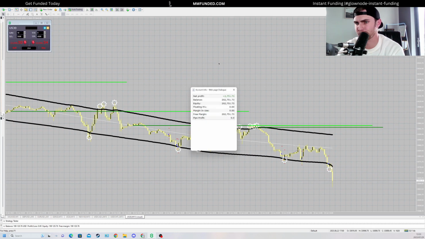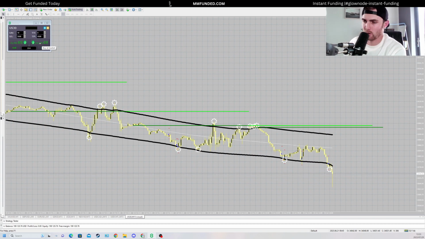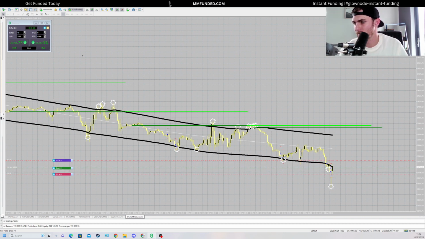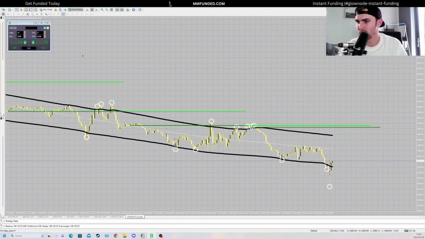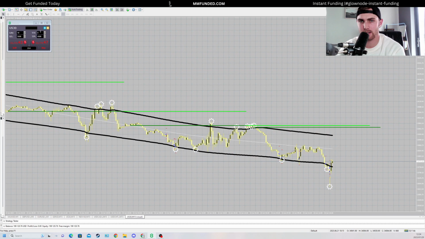We are still nearly 2% up on the account. That's perfectly fine. Still just waiting for confirmation. And there we go. I'll take that entry. Okay, and we hit full TP on that trade. So we are now currently just under 2% up on the account.